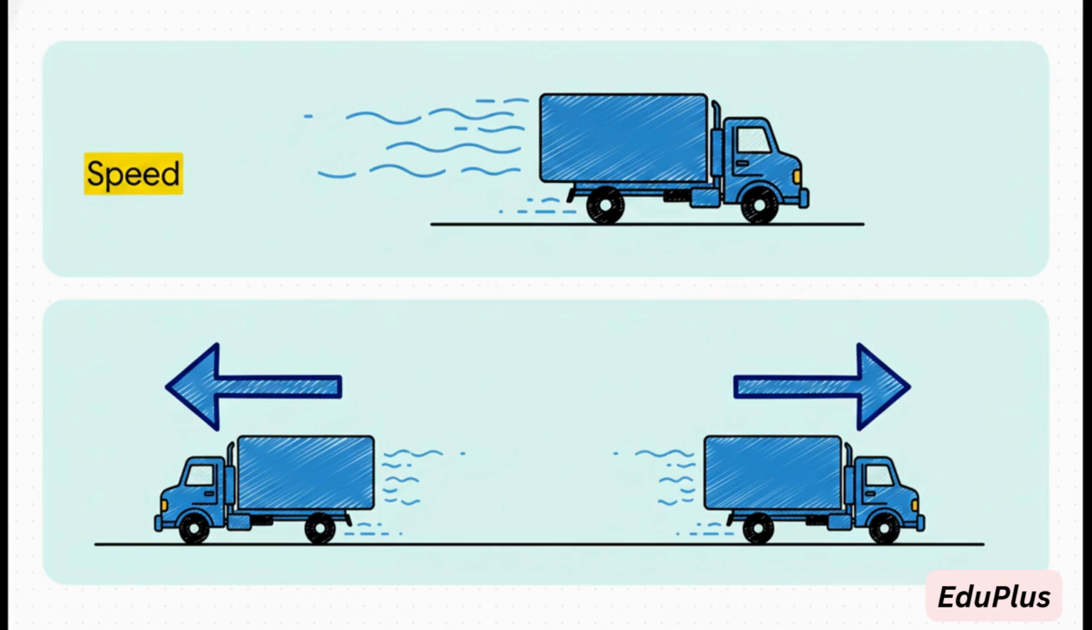But velocity? Velocity answers two questions, how fast and where. If that exact same truck is moving at 80 kilometers per hour eastward, well, that is its velocity. You could literally have two trucks on the highway, both going 80 kilometers per hour. They have the exact same speed. But if one is driving east and the other is driving west, their velocities are completely different.